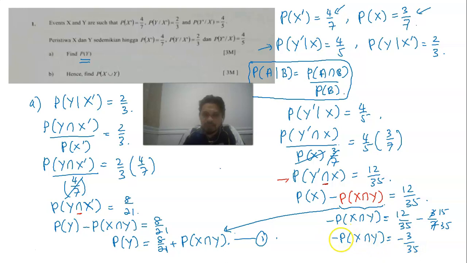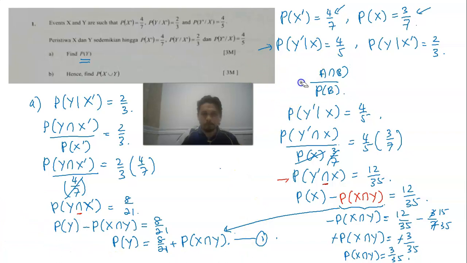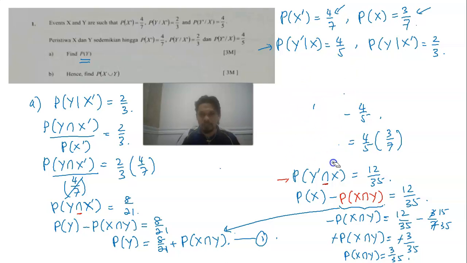So then multiply with negative left and right. So probability of x intersect y equals 3 over 35. Okay, so this value of 3 over 35 is the value that we're going to substitute here now. We don't have much space here, never mind, because this discussion is being recorded, so I do believe that all of you already copied all the solution previously.